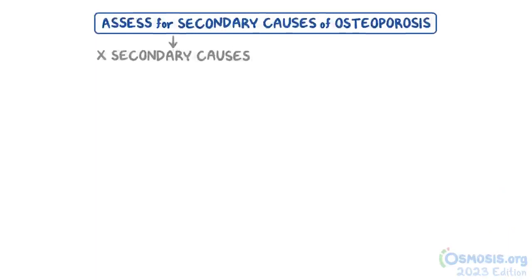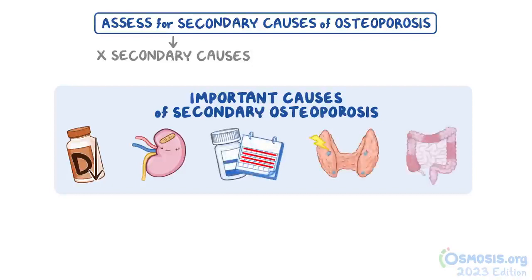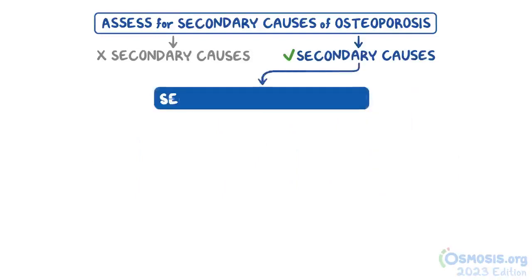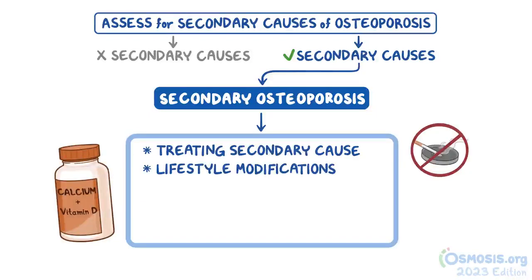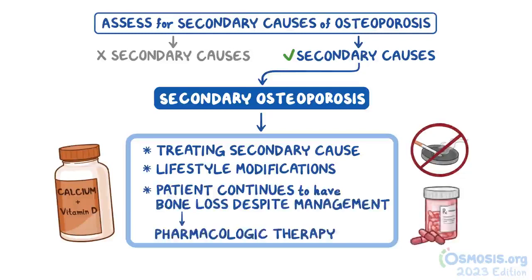All right, now let's go all the way back to our initial assessment for secondary causes of osteoporosis. Some important causes to look for include vitamin D deficiency, chronic kidney disease, certain medications, endocrine disorders, and malnutrition or malabsorption. If you do identify a secondary cause of osteoporosis, you can diagnose secondary osteoporosis. Management includes treating the secondary cause and encouraging the same lifestyle modifications. Lastly, if the patient continues to have bone loss despite this management, you should consider adding pharmacologic therapy.